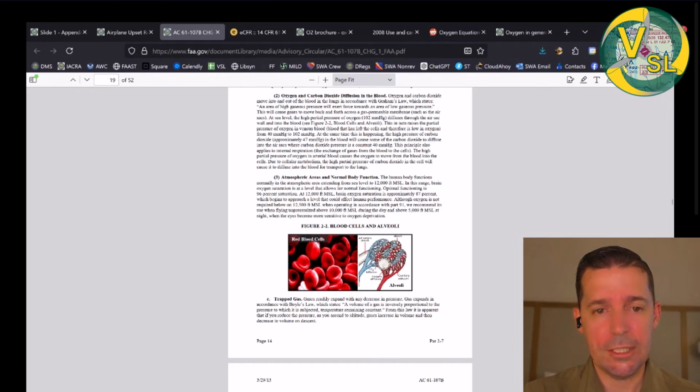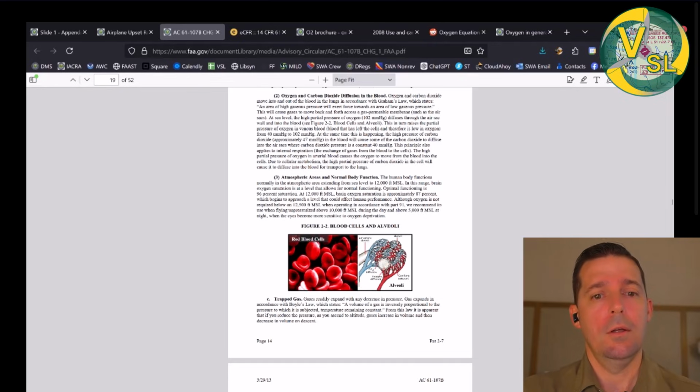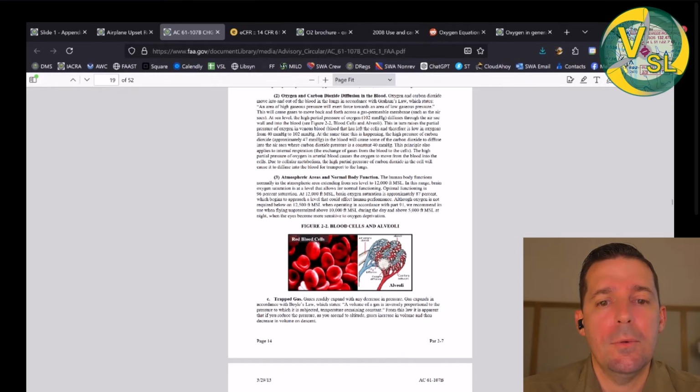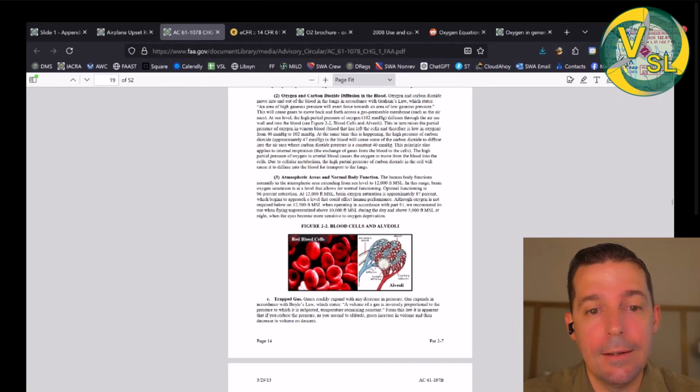And this section here of the advisory circular even says that. It says, although oxygen is not required below 12,500 MSL when operating in accordance with Part 91, we recommend its use when flying unpressurized aircraft above 10,000 MSL during the day and above 5,000 MSL at night, when the eyes become more sensitive to oxygen deprivation. So that's a really interesting statement, right?